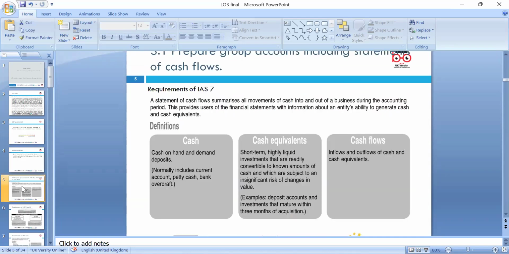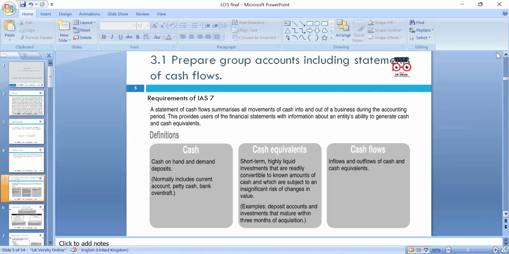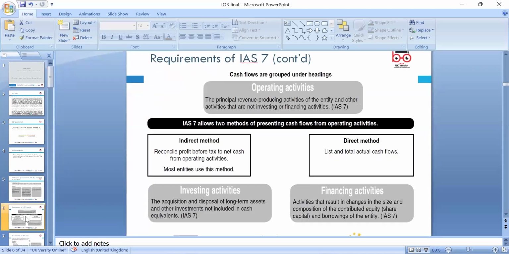Under IAS 7, International Accounting Standard 7, we prepare the statement of cash flows. Cash flow has inflows and outflows. The key under IAS 7 is three activities: operating, investing, and financing, and we look at the direct and indirect methods, which are the two methods.